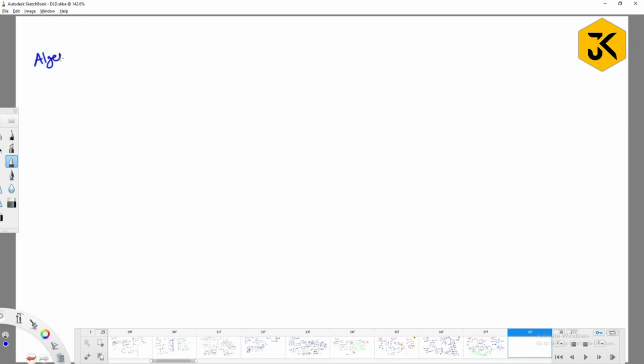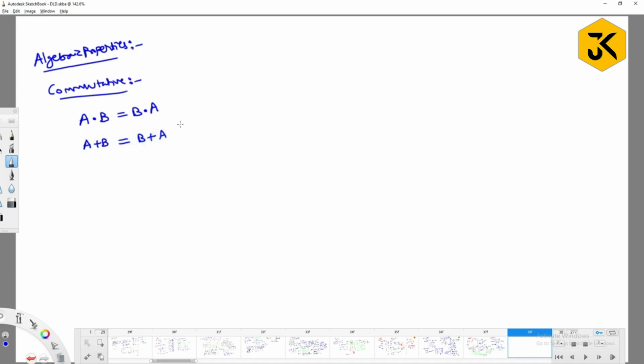Algebraic properties, like how to simplify an expression, right? So for example, try to take the commutative property. Commutative means what? When you take two variables A and B, your result should not be modified when you perform the B and A operation. A or B is equal to B or A. This is what commutative means, right? How can you prove that?